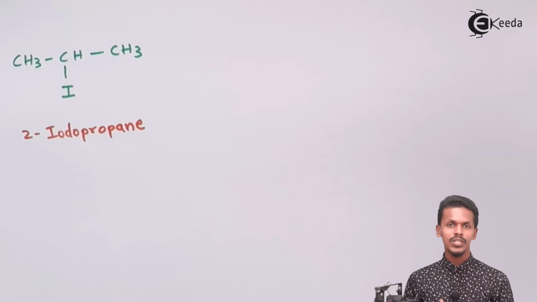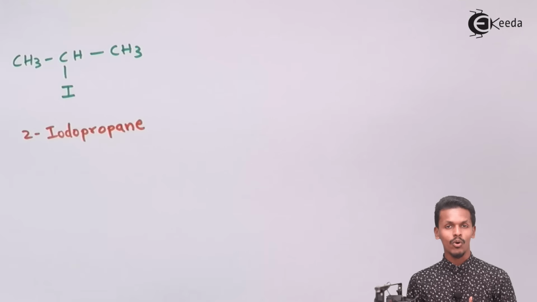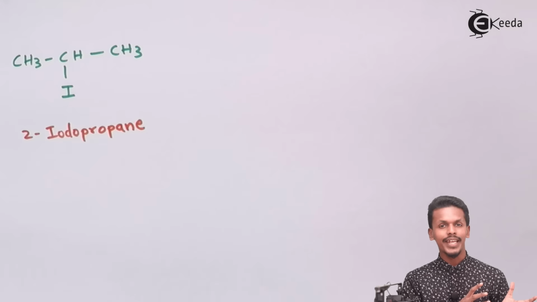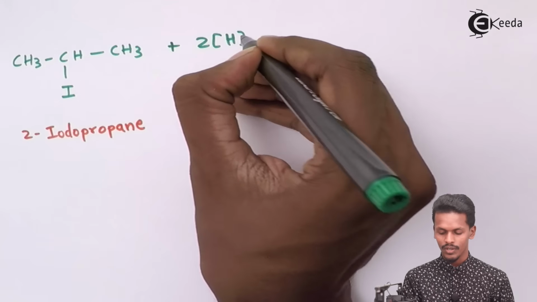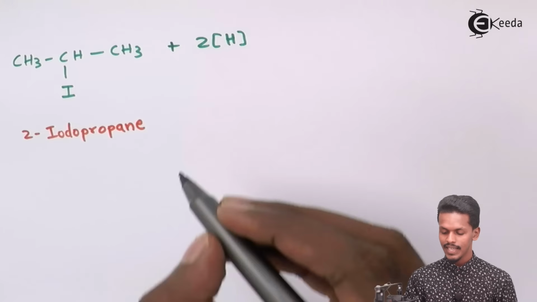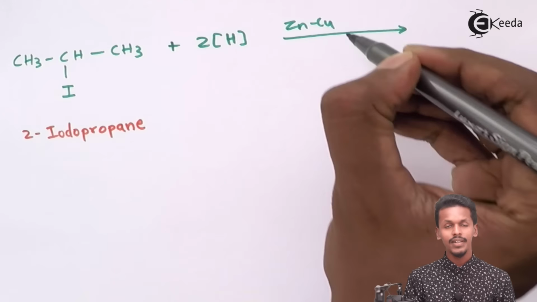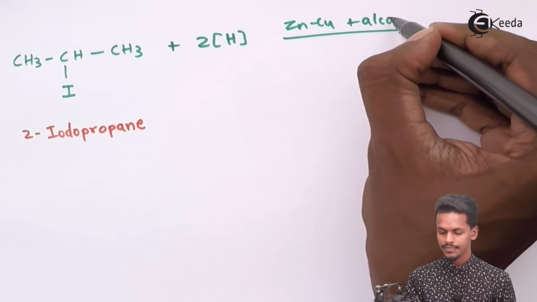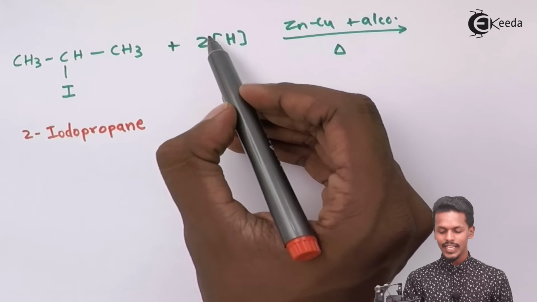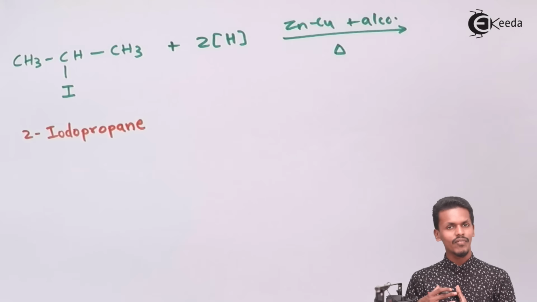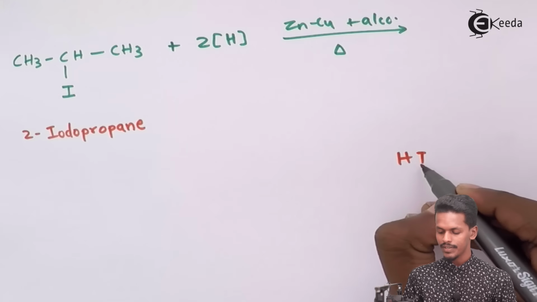So what we have to do is react it with zinc couple and alcohol. That is, we make it undergo a reduction process, where we could get two nascent hydrogen atoms, or nascent hydrogen species, produced by the zinc copper couple and alcohol, and we'll heat it. In this case, one of the H will take away this I, or remove this iodine, so as to form HI as the byproduct.